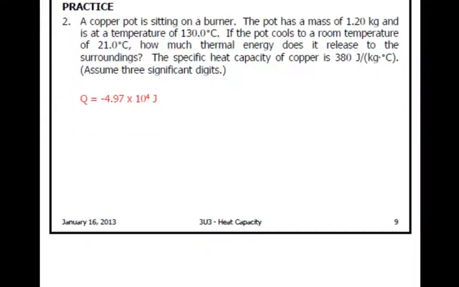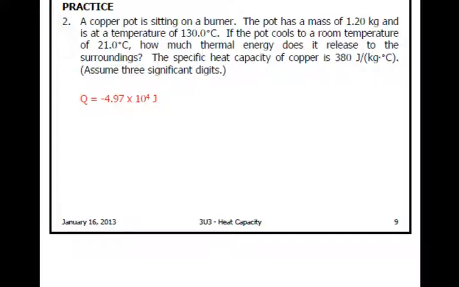A copper pot is sitting on a burner. The pot has a mass of 1.2 kilograms, and the temperature of it is 130 degrees Celsius. The pot cools to room temperature of 21 degrees Celsius. So while it was cooling, it lost energy to the environment. So let's find out how much energy it lost.